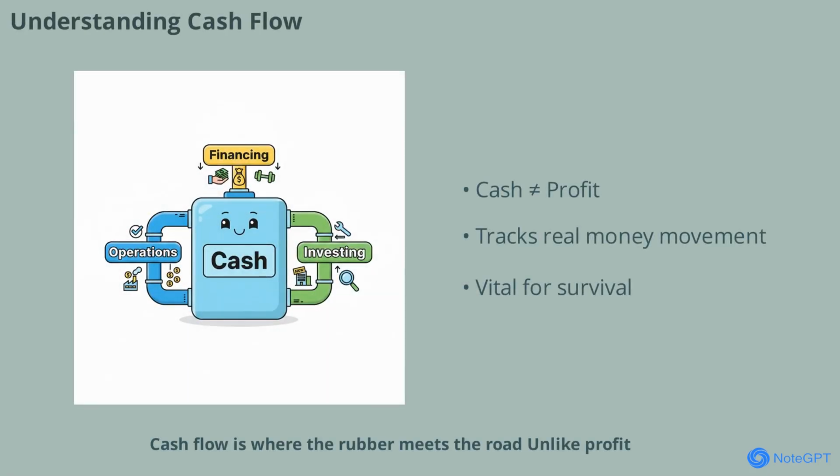Cash flow is where the rubber meets the road. Unlike profit, cash flow shows where money actually goes in and out of the business. The cash flow statement captures three main things: cash from operations, cash spent on assets, and cash raised from debt or equity. This statement is vital because it determines whether the company can survive and grow. Even profitable businesses can run into trouble if they don't manage their cash flow properly.